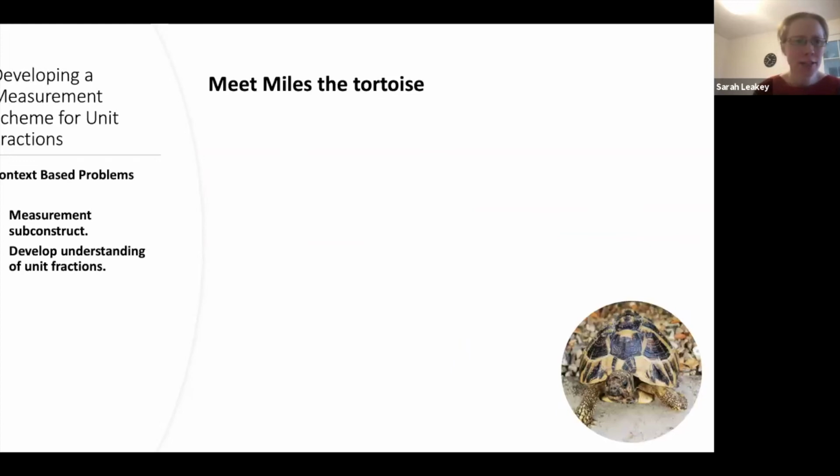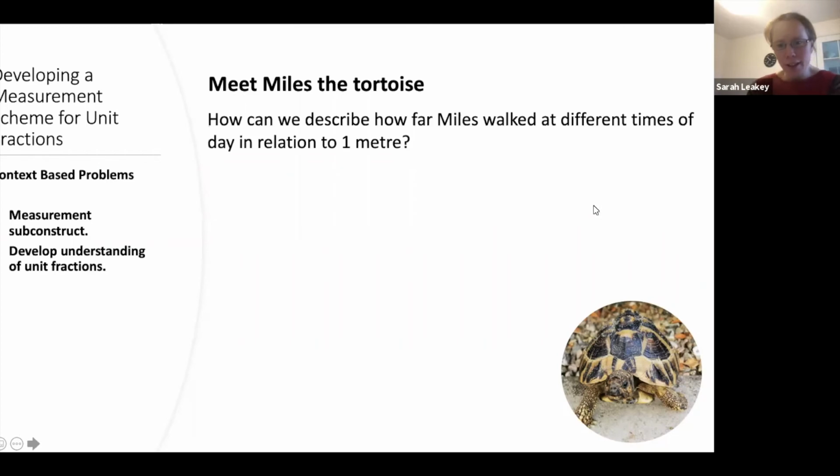So we're going to look at developing the measurement scheme for unit fractions now. We're going to look at a context-based problem. I've picked Miles the tortoise. He's a pet tortoise at one of the schools that I work at. So the context will be kind of relevant and the pupils will be able to connect with it. So my question for the pupils is, how can we describe how far Miles walked at different times of day in relation to 1 meter?